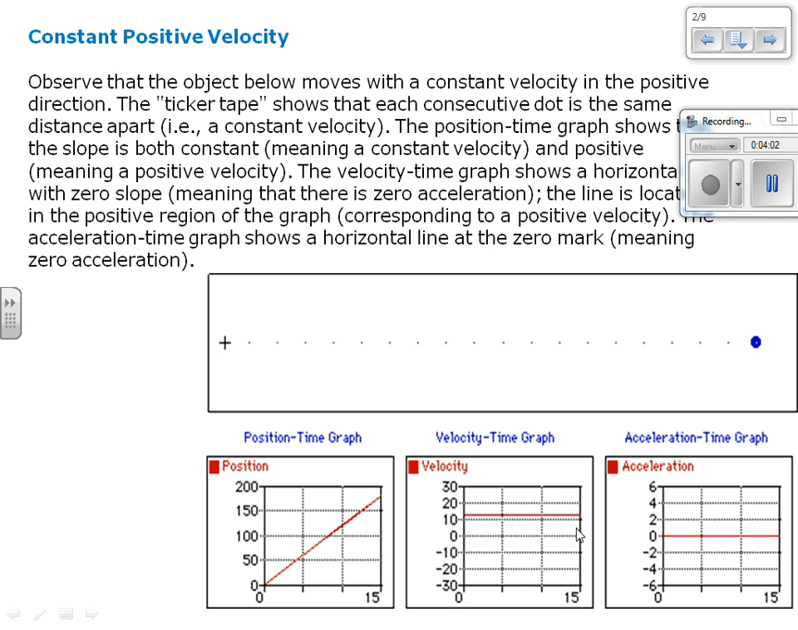Velocity stays the same. It's moving at a constant speed. The velocity stays the same. In fact, it's a value of about 12 here. Do we have to put the value? Or no, the value doesn't really matter. Just the shape is what's important.